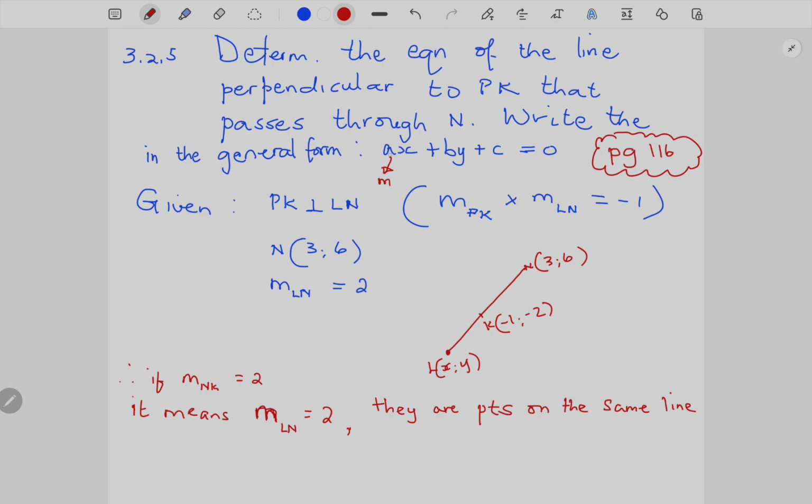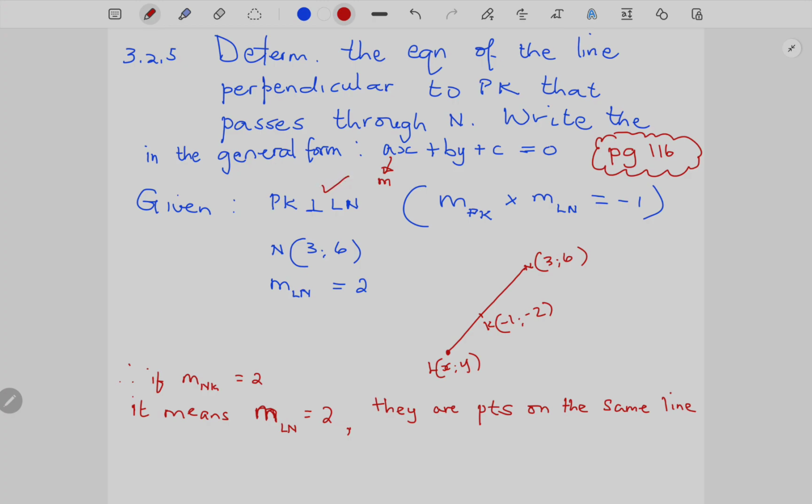And then what does A stand for? It stands for gradient. From the question paper, the question has been given incorrectly there. It says determine the equation of the line parallel to PK, but we were not given information on parallel lines, we were given perpendicular lines. It was said that PK is perpendicular to LN. So this is what was given, not the parallel lines.